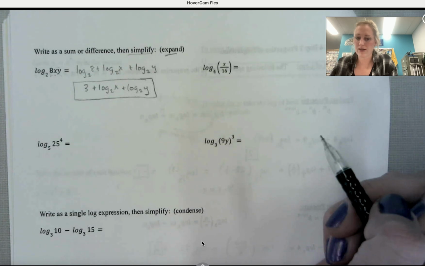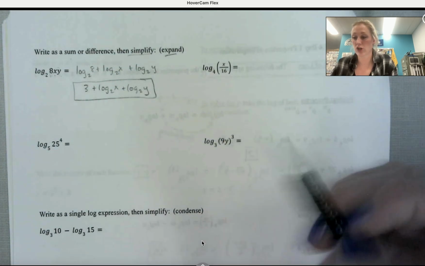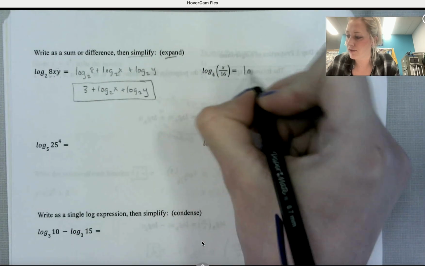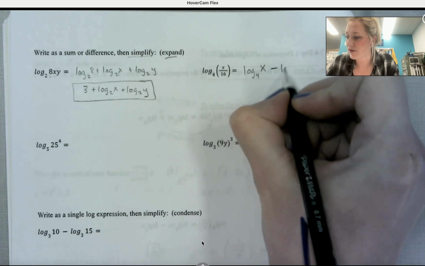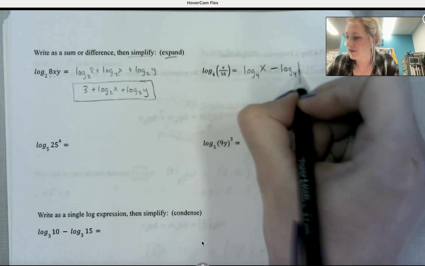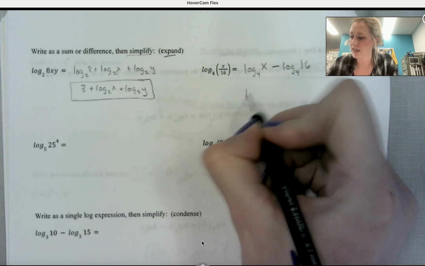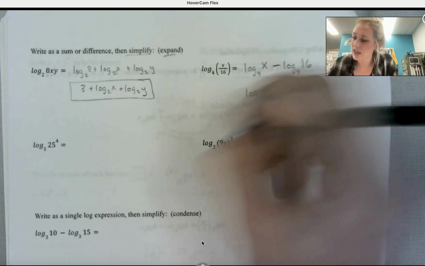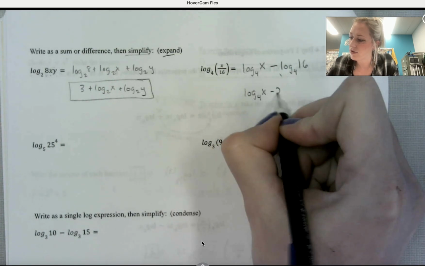On this one, we want to expand. Okay, that's my direction. So remember, division expands to subtraction. So we have log base 4 with the same base. The numerator comes first, minus same base, log base 4 of 16. Okay, here I have an opportunity to evaluate. 4 to what power is 16? 4 to the second power is 16, so we can write that as 2.